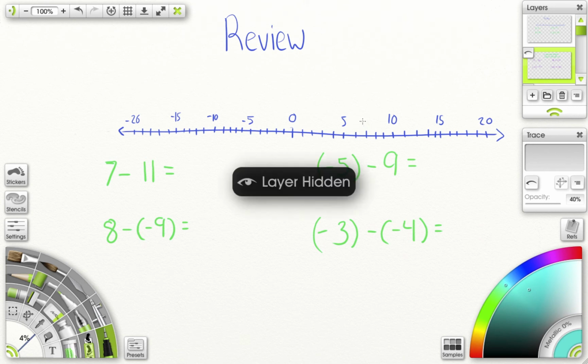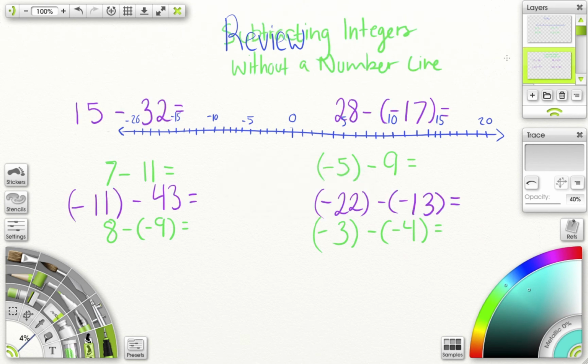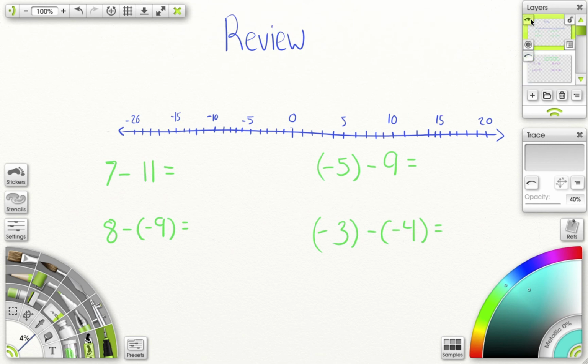We find 7 on our number line. And then we hop 11 spaces over. So 1, 2, 3, 4, 5, 6, 7, 8, 9, 10, 11. So 11 spaces over gets me over here, which is negative 4. And there we are.